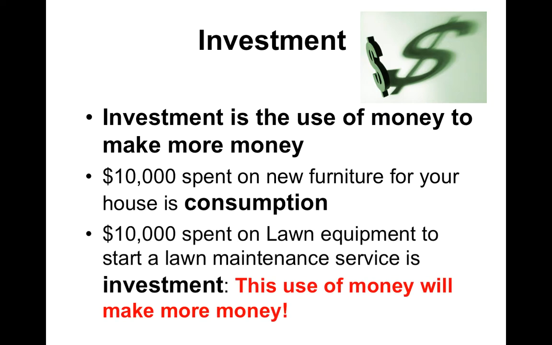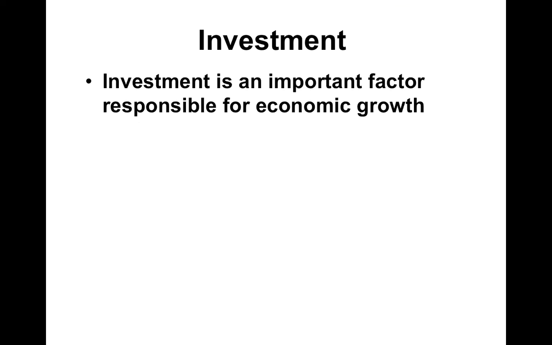So if you spend $10,000 on lawn equipment to start a lawn maintenance service, this is an investment. If I spent that much money just on lawn care for my own lawn, then it's consumption because it won't be making me any money. But if I start to get paid to mow the lawns of my neighbors, now all of a sudden that equipment, I've started an investment. This is now money that I've spent that's going to make me more money.